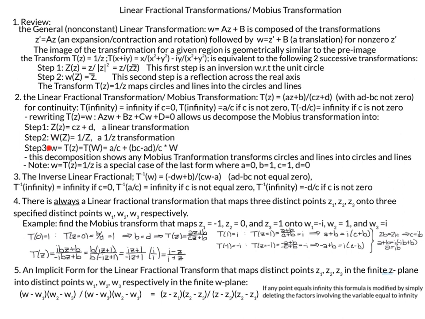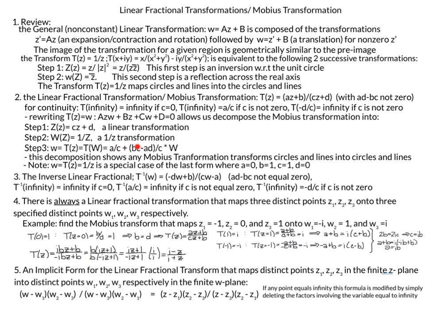And finally, our W, which is the mapping of T of Z, is equal to T of W, where W is 1 over Z, where Z is given here. So it's equal to A over C plus (BC minus AD) over C times W. So this is our last step.